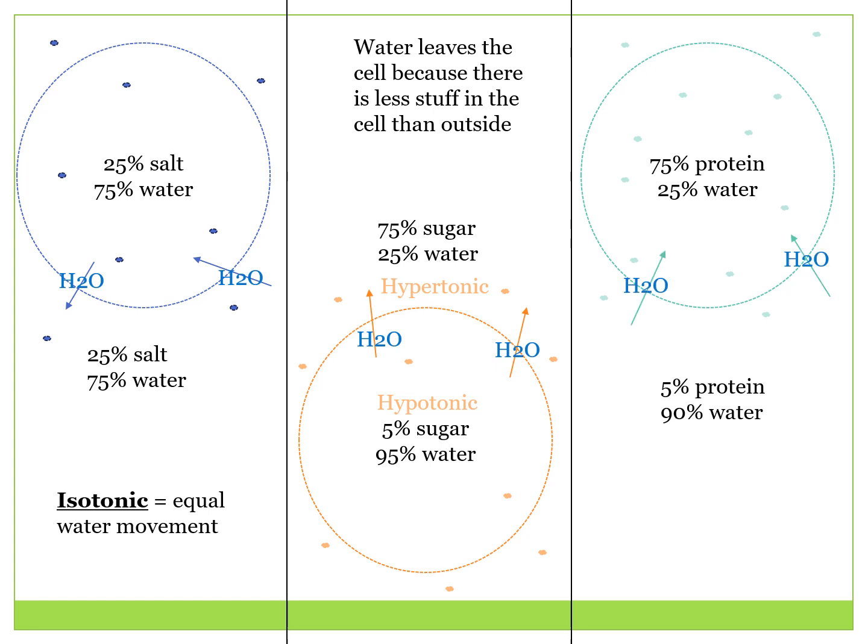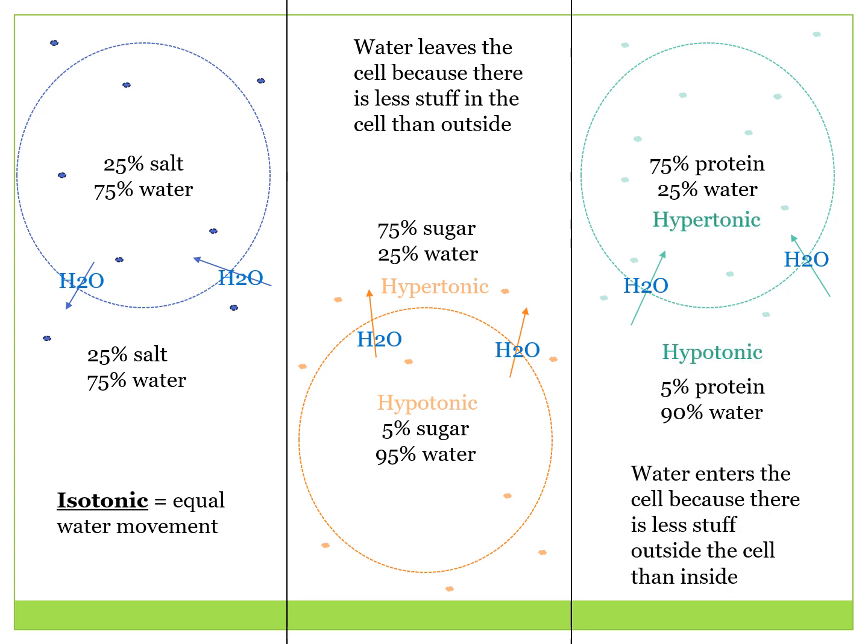Naturally, water is going to go where water is less. So that water is going to go rushing into the cell because there is less water inside of the cell and more solute. The solutes on the outside of the cell, there are less solutes, more water on the outside. Water is going to move into the cell.